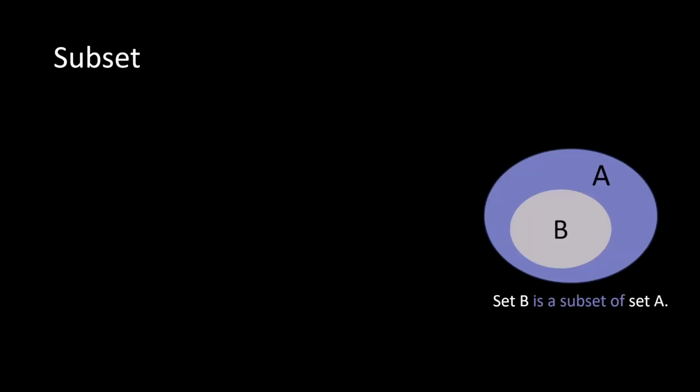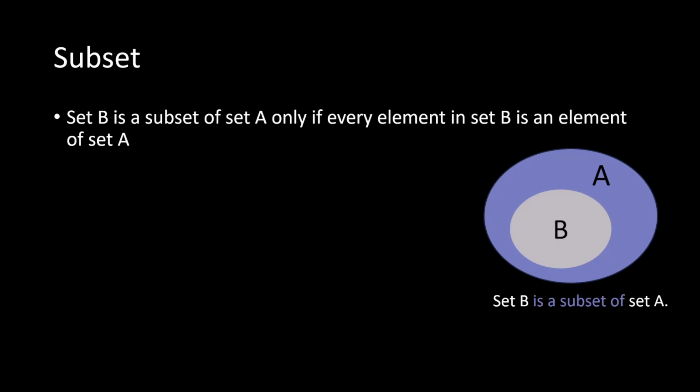Okay, so now we're on subsets. If you look at my picture right here, we have a little circle B, and that's going to be inside a larger circle A. So we can think of B as a set where all of its elements are within A. It shares all of its elements with A, but A has more elements because it's bigger, right? So set B is a subset of set A only if every element in set B is an element of set A. That's the definition of a subset.